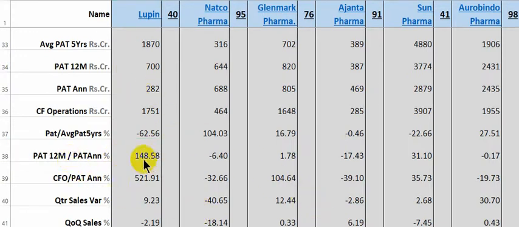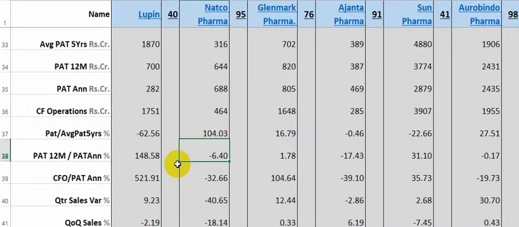Okay, so this is correct. It has gained by 148%. In 2018, the total profit was 282 CR, whereas in 2019 the profit has increased to 700 CR. That is a 148% jump in its profit from the previous year.